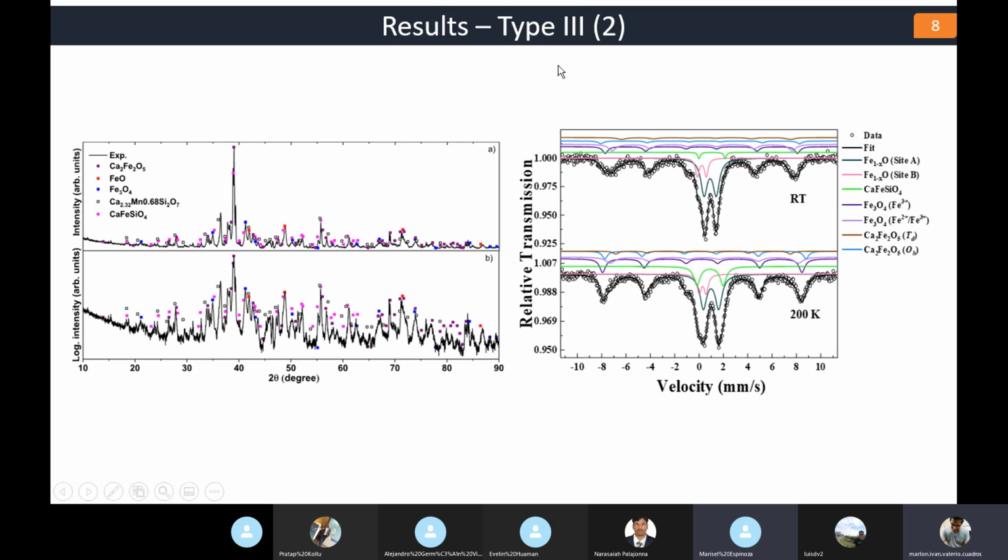Well, in the case of sample type 3.2, we identify all of these samples. In the case of calcium 2 iron 2 oxygen 5, gustite, non-stoichiometric gustite, and hematite, and calcium iron silicon oxide 4. All of these samples were identified too using Mössbauer spectroscopy, including when we measure this sample at 200 Kelvin. All the phases were identified too at 200 Kelvin.